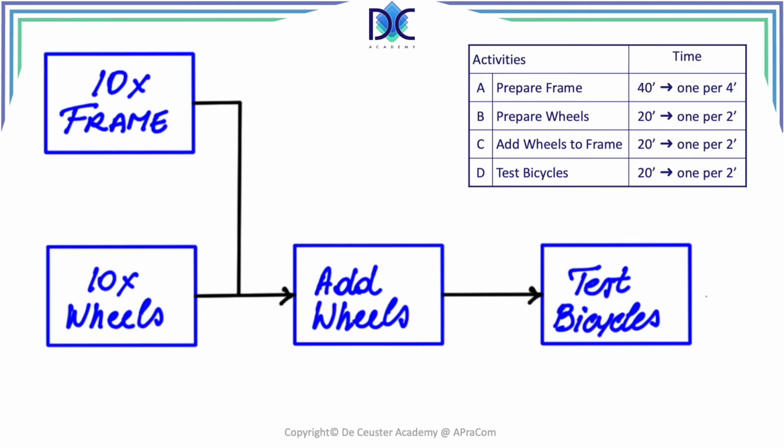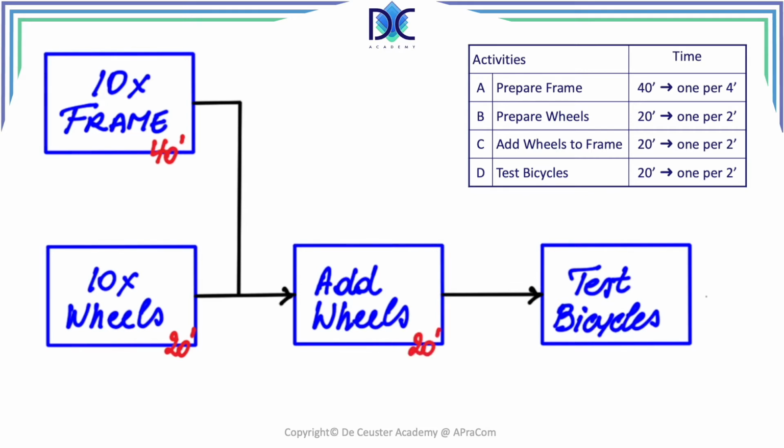Now, when we look at the activities, we can say that activity A, the first activity, takes 40 minutes. We can see in the table that we basically have to do each frame in 4 minutes. So every 4 minutes I have a completed frame. We can do the same thing for the wheels. Here we have a total duration of 20 minutes. It means that every 10 minutes we finish one set of wheels.